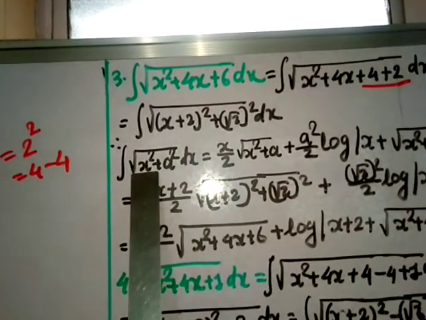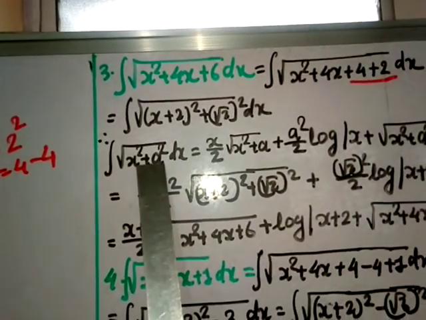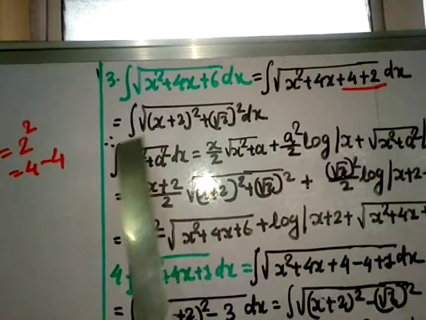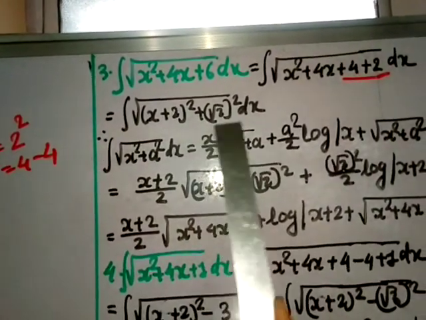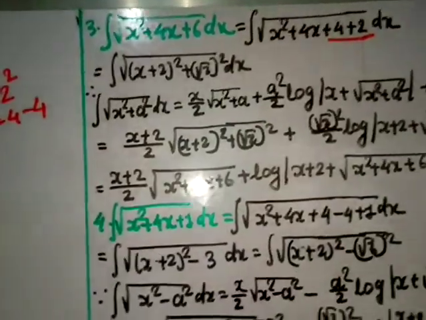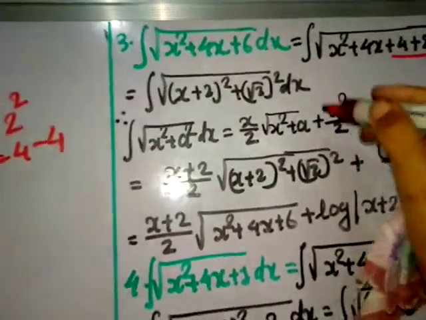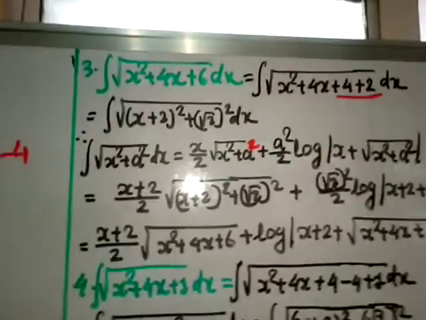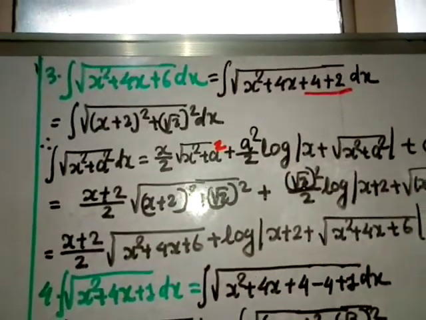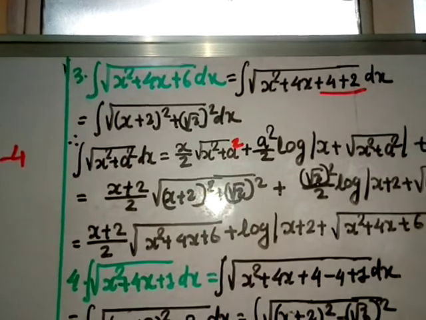Then you have to remember the integral. This is like x, so x plus 2 whole square is like x square, and this is the constant term, so a square. So we have to compare with the identity, so I compare this with this, and this answer is x by 2 square root of x square plus a square, plus a square by 2 log modulus of x plus square root of x square plus a square plus c.